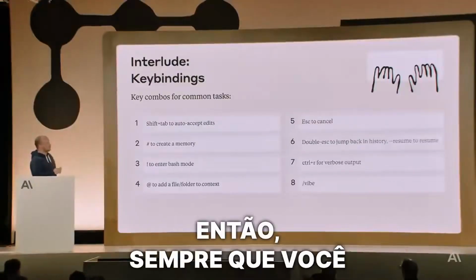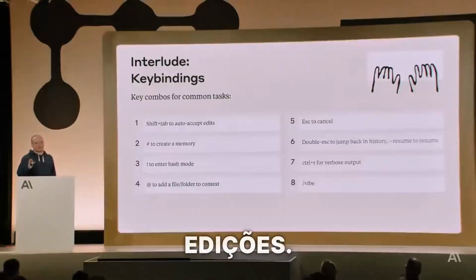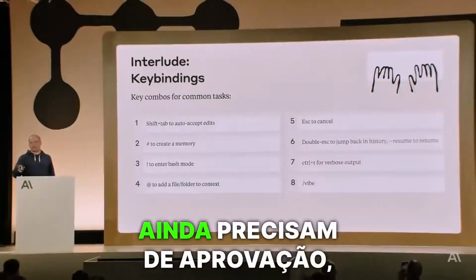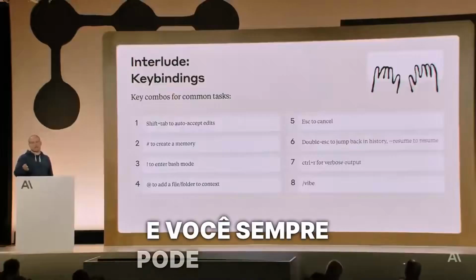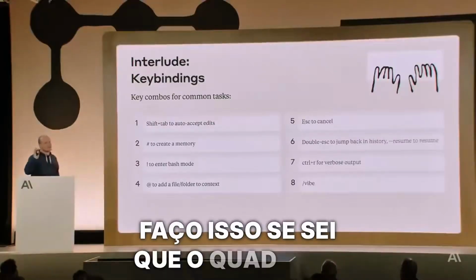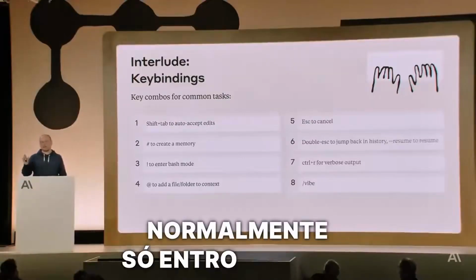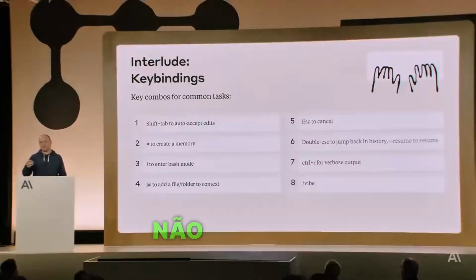So anytime you can hit Shift-Tab to accept edits. And this switches you into auto-accept edits mode. So bash commands still need approval, but edits are auto-accepted. And you can always ask Claude to undo them later. For example, I'll do this if I know Claude's on the right track, or if it's writing unit tests and iterating on tests. I'll usually just switch into auto-accept mode, so I don't have to OK every single edit.